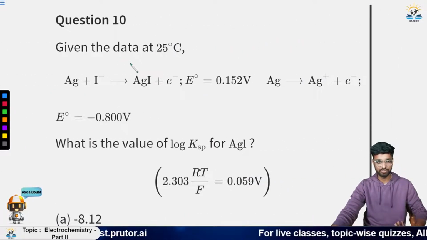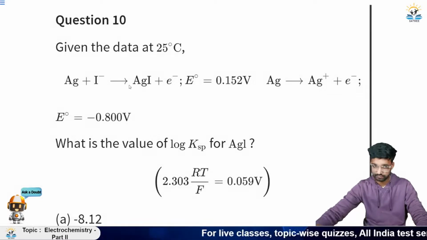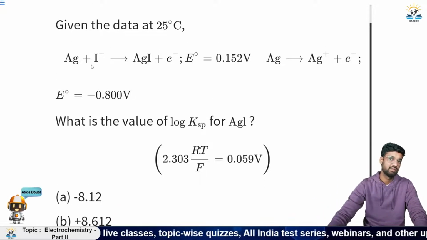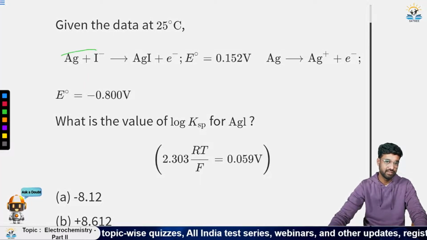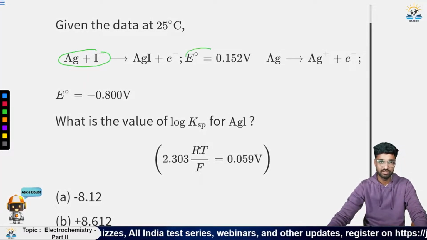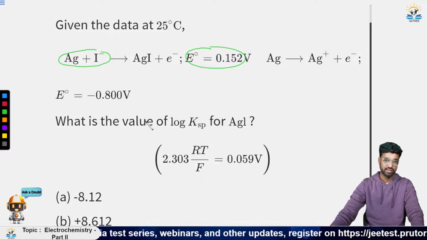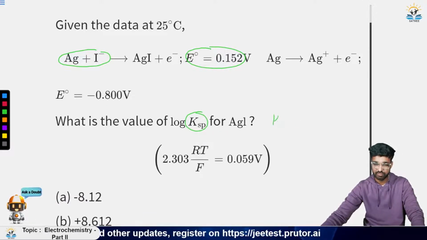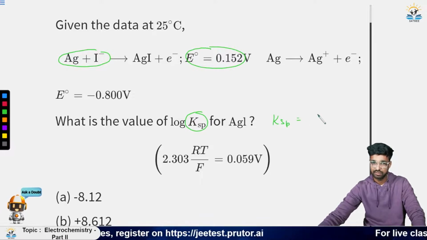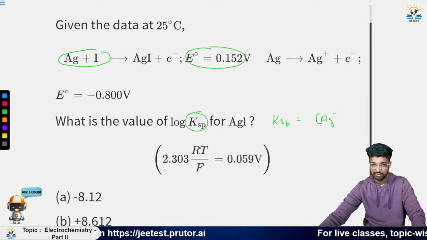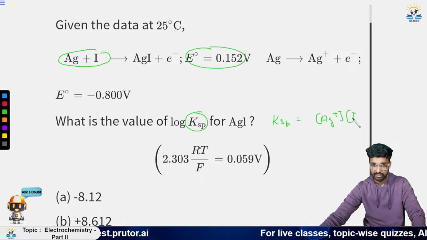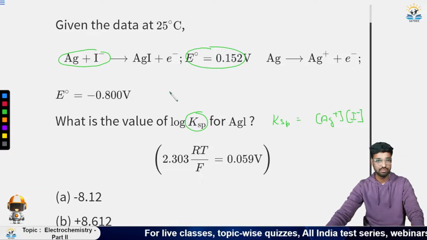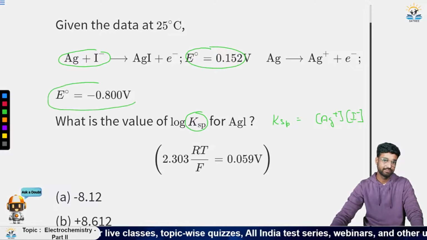Now next, this is the last question we have here. Given data at 25 degrees Celsius, this is the value. So Ag+ ion, we got it as this, and this thing. So what is the value of Ksp? Those who do not know what Ksp is, it is simply the concentration of Ag+ times the concentration of I minus. Now the E naught value is given here.